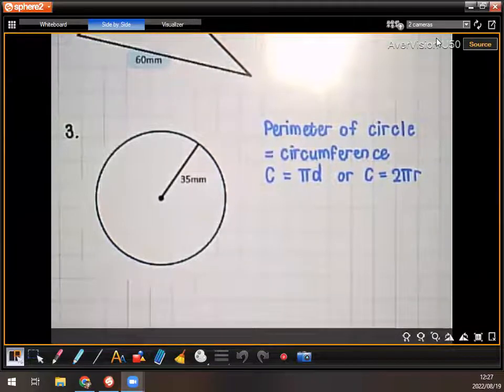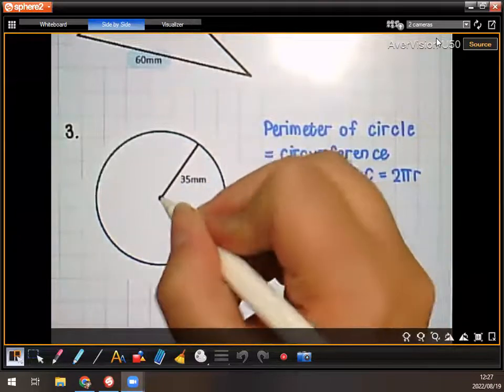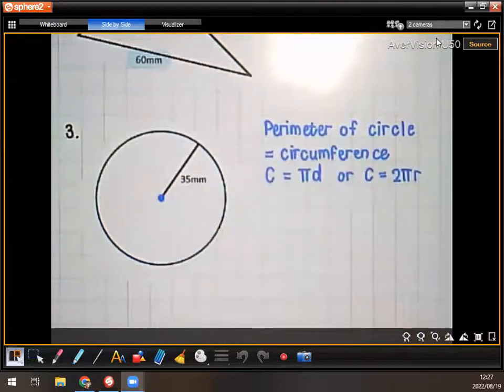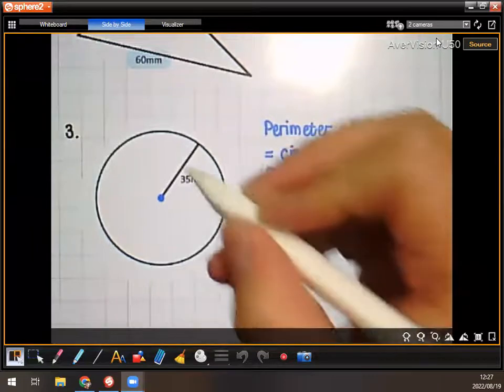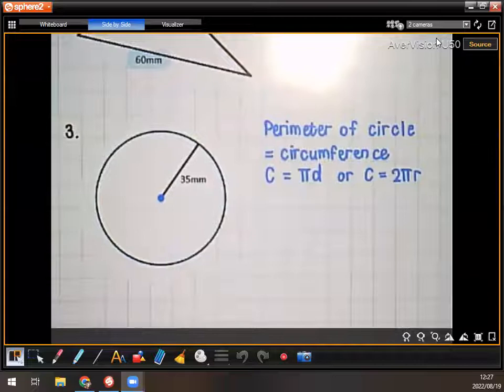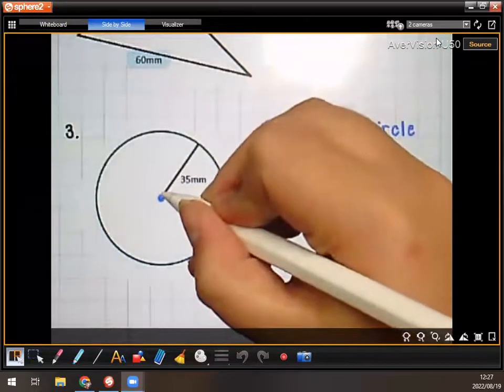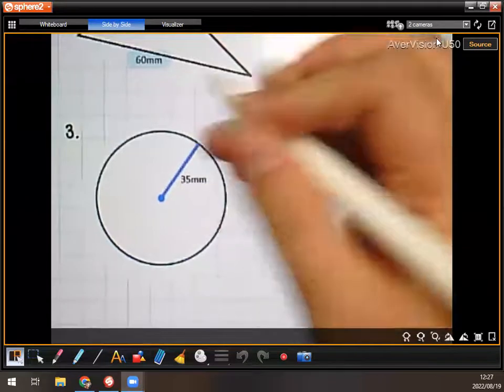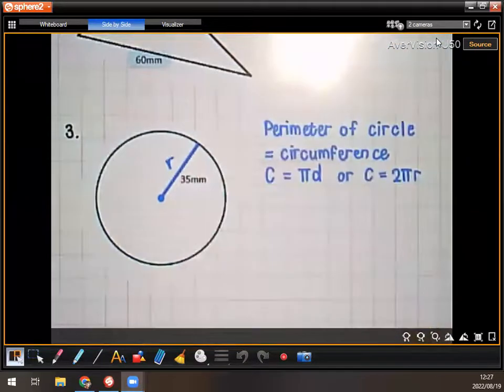So we need to figure out, do we know what a radius and what a diameter is? This is the center of the circle. From the center of the circle to any point on the circle, on the circumference, on that outer edge of the circle, that is the radius. So in this case, this circle has a radius of 35 millimeters.